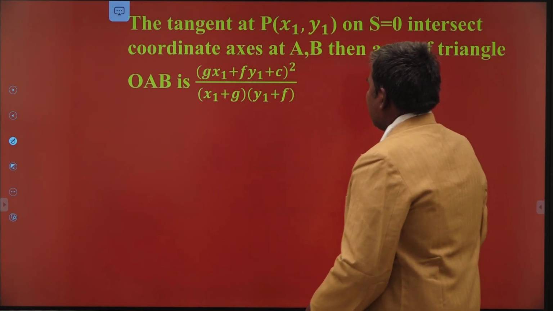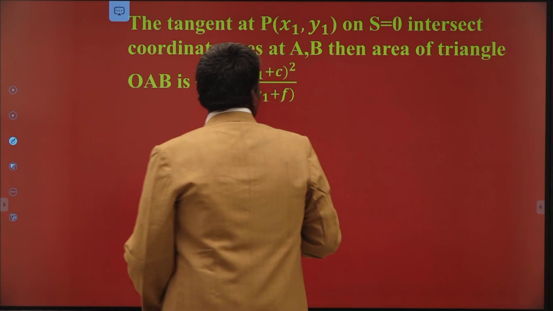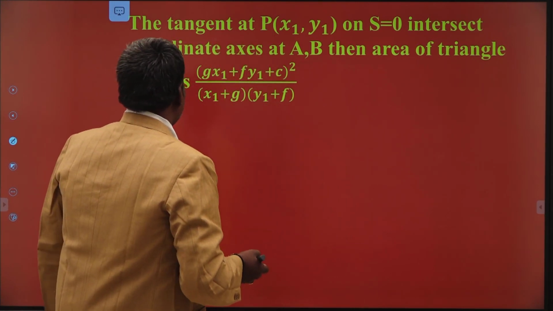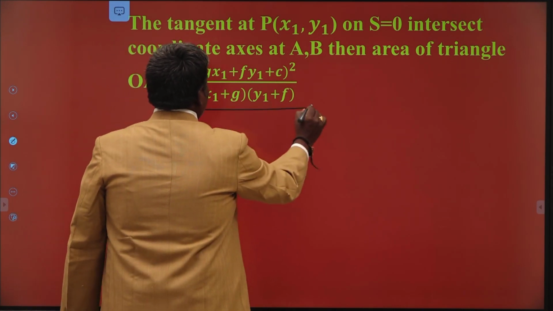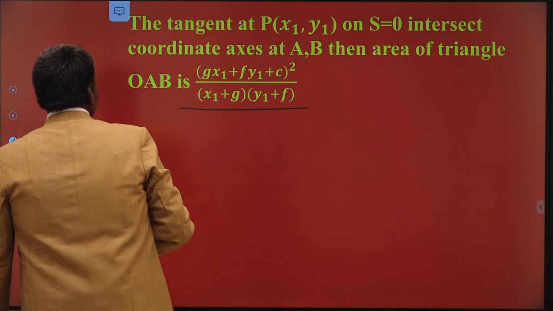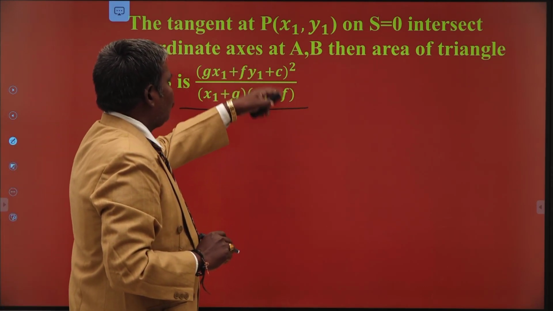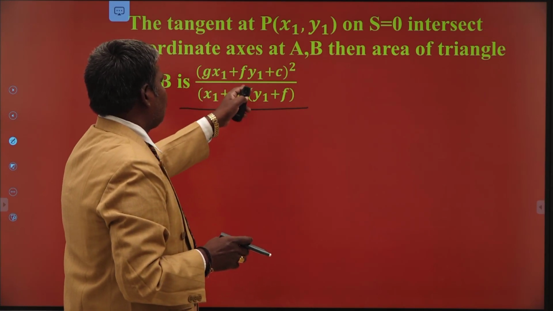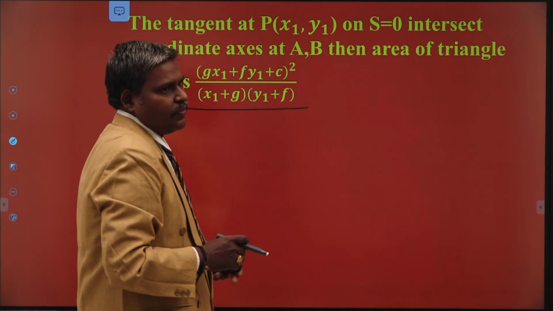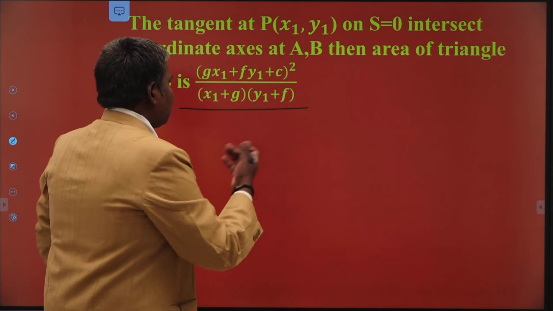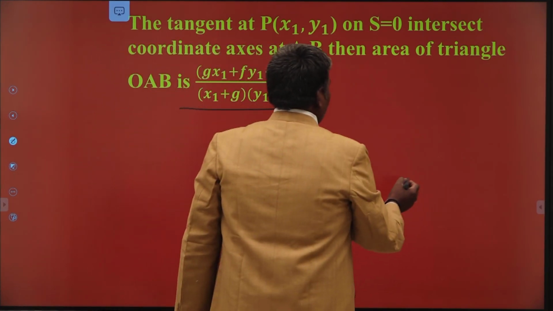The tangent at P (x1, y1) on S equal to 0 intersects the coordinate axes at A and B. Then we have to show that the area of triangle OAB is this one. So we have to find out the area of the triangle formed by three lines. Out of the three lines, two of them are coordinate axes and the other one is the tangent at P (x1, y1) to the circle. What is the equation of the tangent at P (x1, y1) to the circle?